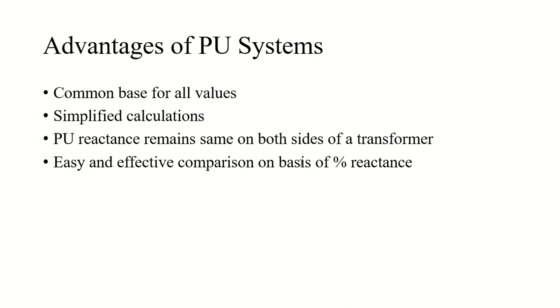We judge your performance on the basis of your percentage, whatever you have scored in the exam. Same thing we do with the per unit system. We judge the performances of these different components on the basis of percentage, 100%. So what does this give us? It gives us a common base, and it makes the comparison and analysis very simple. The calculations get very easy. Okay, so those were the advantages of the per unit system.